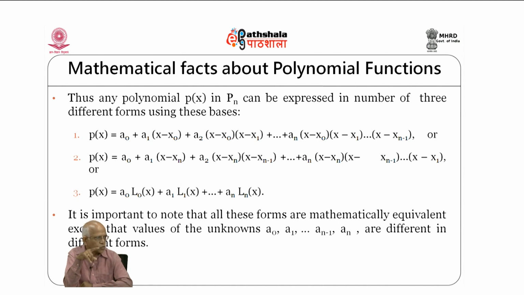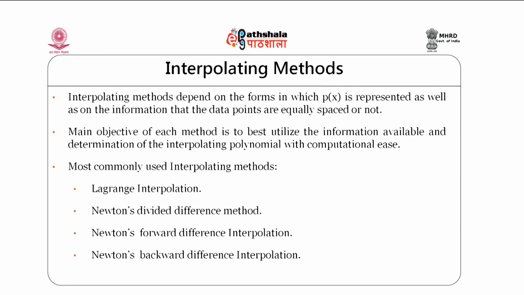So, these are the various forms of the polynomial representation. It is important to note that all these forms are mathematically equivalent, except that the values of the coefficients a 0, a 1, a 2, a 3, a n are different in different forms. Now, what are the interpolating methods here?